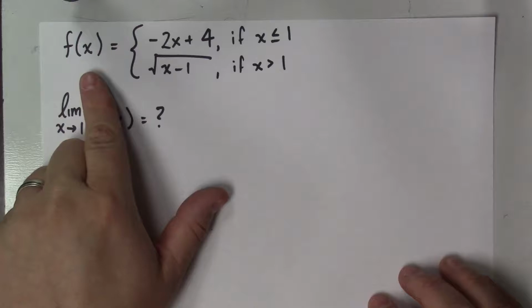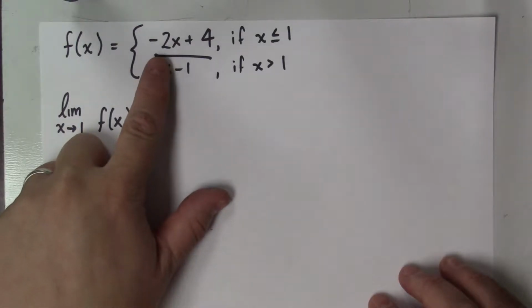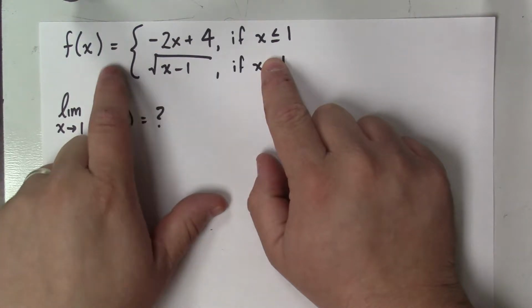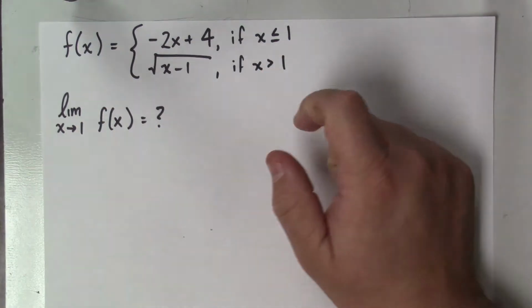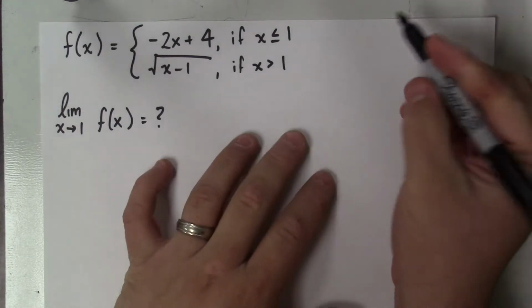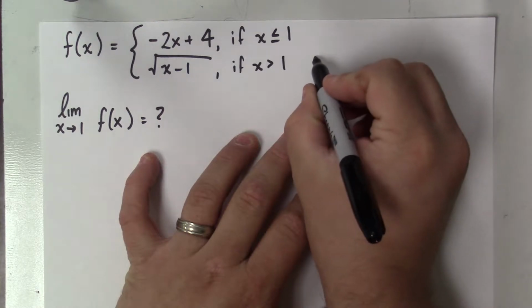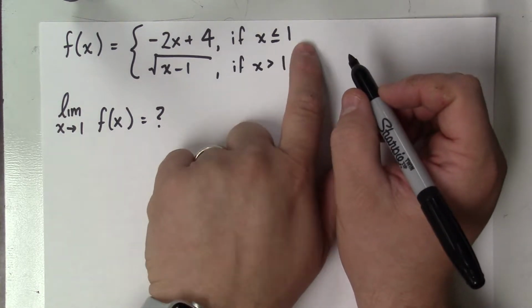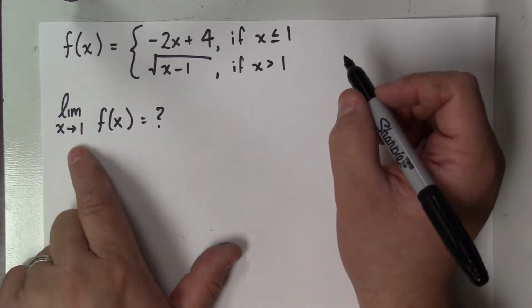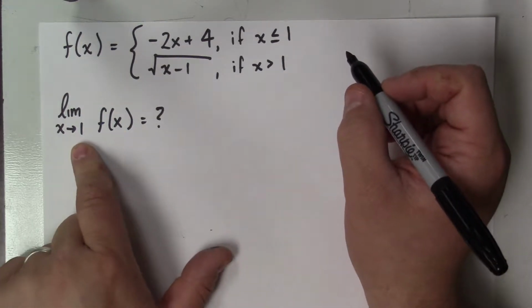So I've got that f of x is the piecewise function, where if x is less than or equal to 1, negative 2x plus 4 is the function rule, and if x is greater than 1, the square root of x minus 1 is the function rule. With piecewise functions, just as we did in section 2.2, we look at what's going on from the left and the right of the breakpoint. If my breakpoint is 1, I'm really curious what the function is doing around 1.